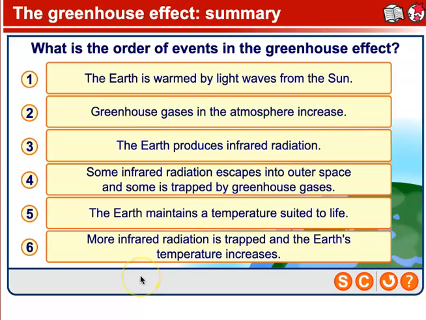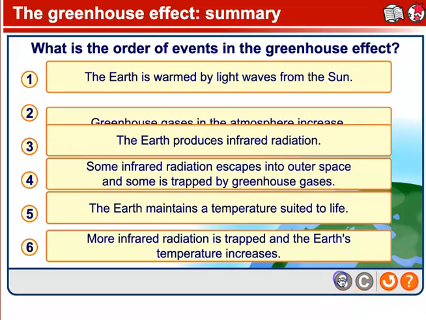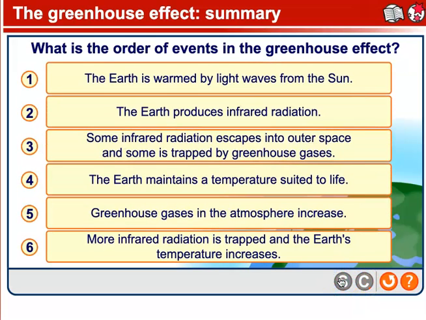So what is the order of events in the greenhouse effect? Stage 1, the Earth is warmed by light waves from the sun. Stage 2, the Earth produces infrared radiation. Stage 3, some infrared radiation escapes into outer space, and some is trapped by greenhouse gases. Stage 4, the Earth maintains a temperature suited to life. Stage 5, greenhouse gases in the atmosphere increase. And in Stage 6, more infrared radiation is trapped, and the Earth's temperature increases.